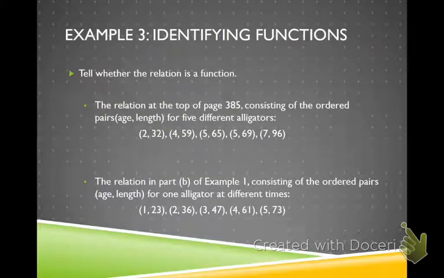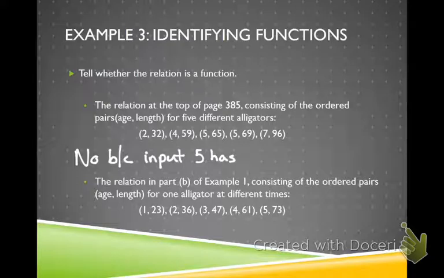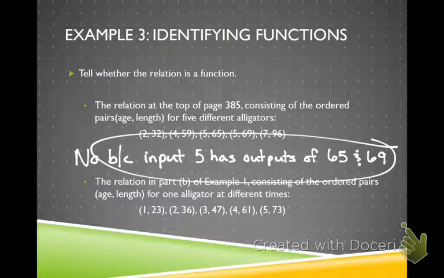You're going to write, no, it is not a function because the input 5 has outputs of 65 and 69. So there has to be a reason. It's going to say, explain your reasoning. You can't just say yes or no. That's a flip of a coin. That's a guess. This right here tells me that you know why it's not a function, because the input 5 has 2 outputs, and that cannot be.